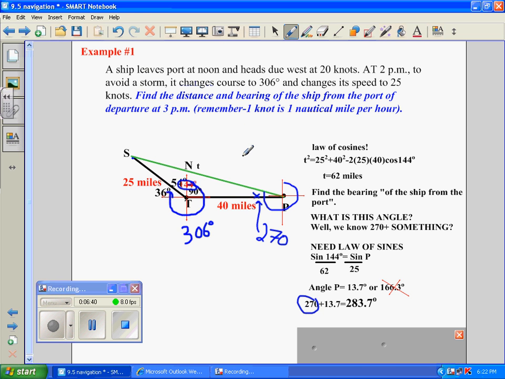So what did we do with the bearing? Well, we started off by figuring out the clockwise angle from north all the way to where you're going to. And in that case, we're going to the ship.